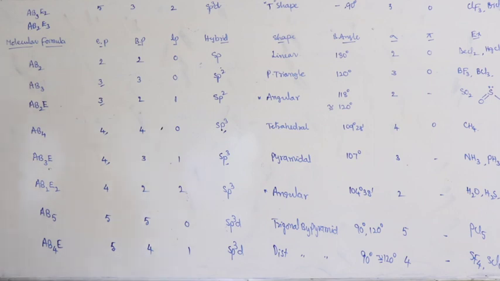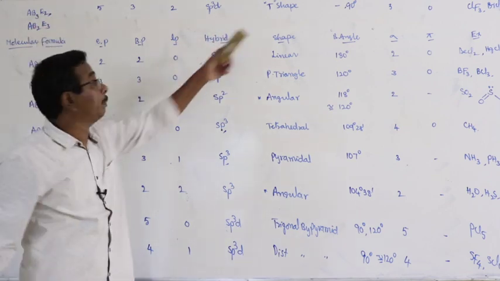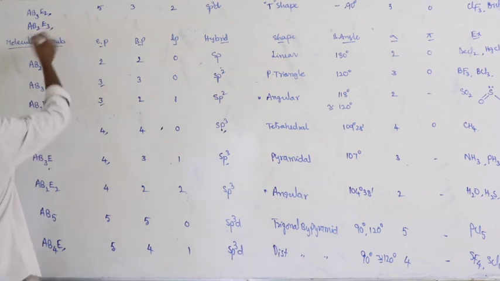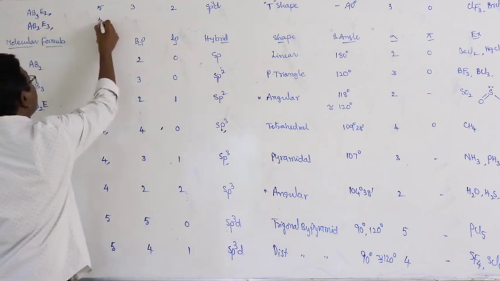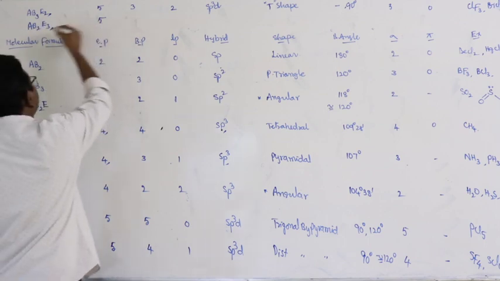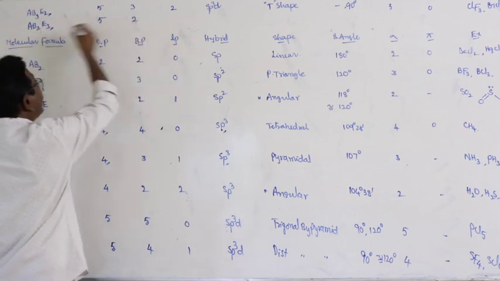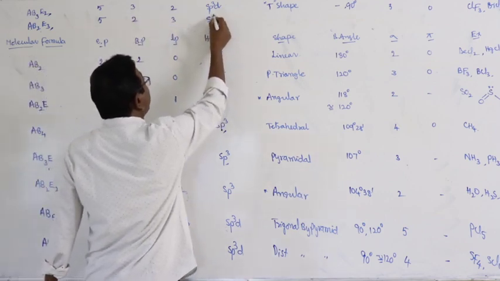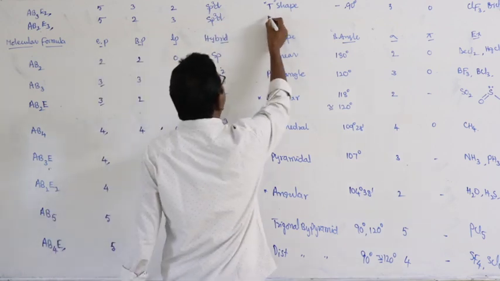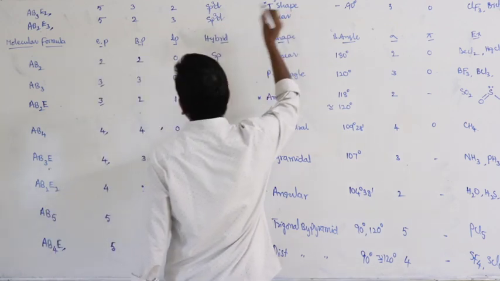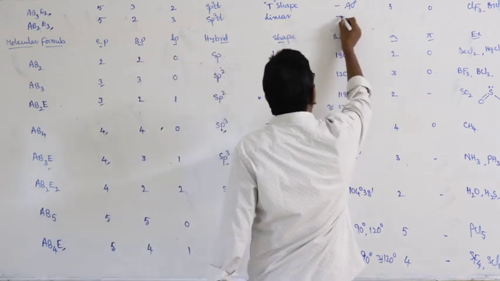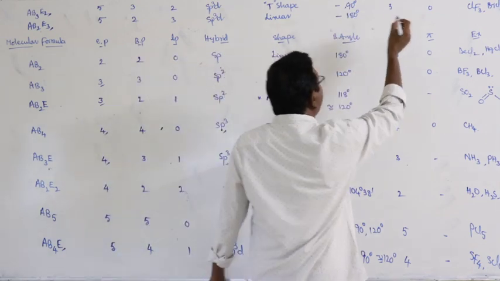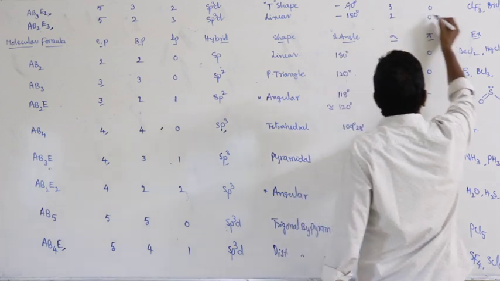AB2E3. Number of lone pairs 1: what is the shape? Distorted trigonal bipyramidal. Number of lone pairs 2: what is the shape? T shape. Number of lone pairs 3: the shape deviates automatically. Electron pairs, no change: 2 plus 3 is 5. Number of bond pairs 2. Number of lone pairs 3. Hybridization same, sp3d. Shape of the molecule linear, and the bond angle is 180 degrees. Number of sigma bonds 2, pi bonds 0.